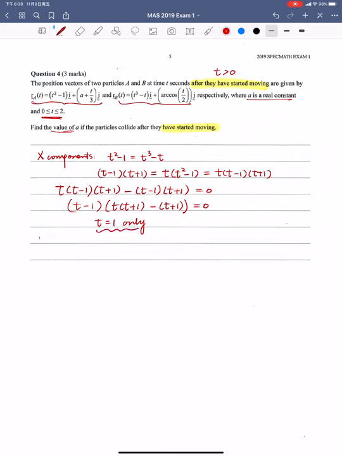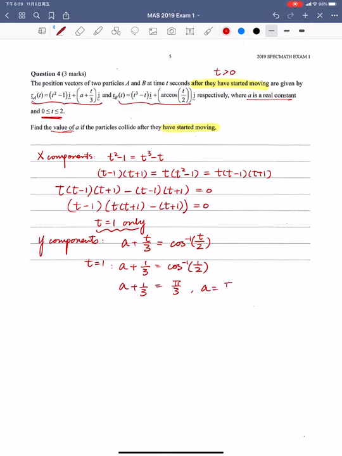All right, now I need to equate the y components. A plus t on 3 equals cosine inverse t on 2. Subbing in t equals 1, we have A plus 1 on 3 equals cos inverse 1 on 2. So what is cos inverse 1 on 2? I'm thinking cos of an angle equals half. So cos what equals a half? Pi on 3. And A plus 1 on 3 equals pi on 3.